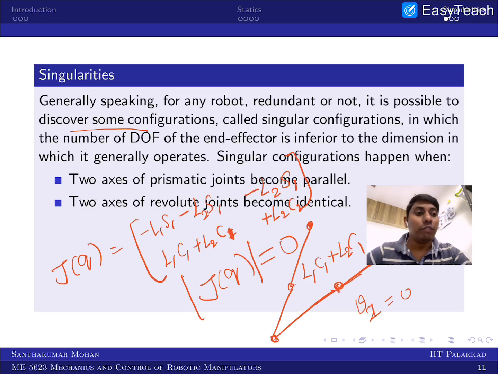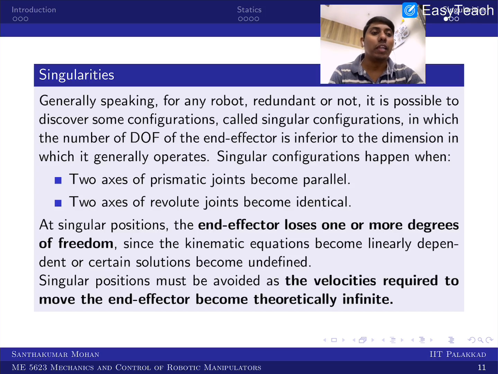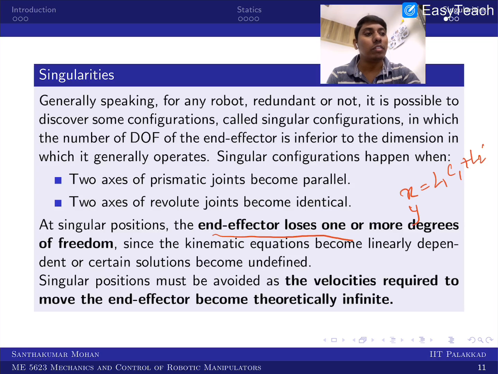In the sense, theta 2, if it is 0 or 180, what happens is that one joint becomes useless. It does not have any role for that particular joint. That is what we are saying, that the end effector loses one or more degrees of freedom. So you can see that theta 2 is not coming into the x and y equations. It is L1 C1 plus L2 C1, and L1 S1 plus L2 S1, where the role of theta 2 is not coming into the picture at all. So that is what we call singularity in the serial manipulator.